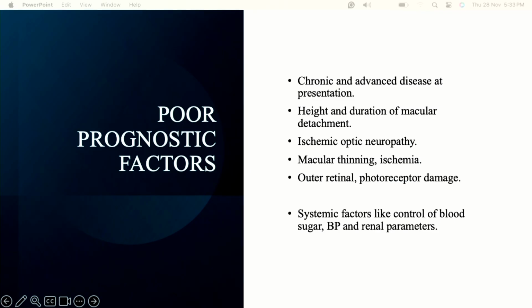So what are the poor prognosticating factors before taking up a patient with chronic and advanced disease at presentation? If the macula has been detached for more than 6 months, the height and duration of macular detachment, if there is ischemic macular optic neuropathy, macular thinning and ischemia, outer retinal or photoreceptor damage on OCT, and also systemic factors like BP, sugar, and the renal parameters.